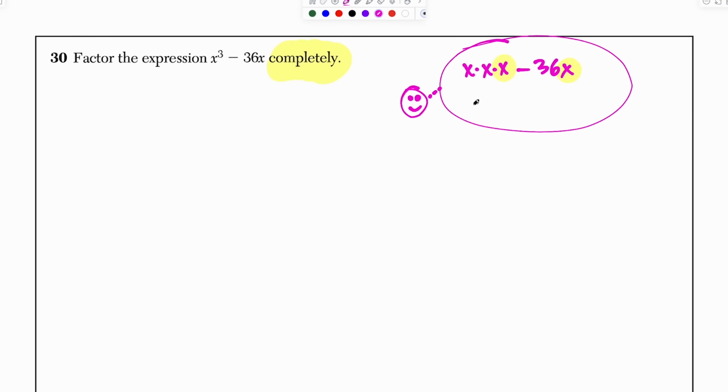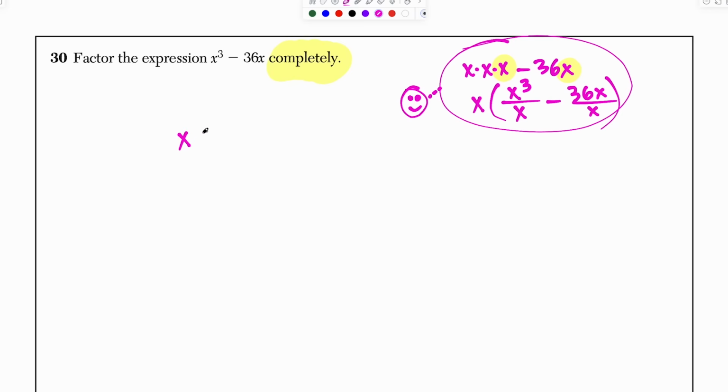So now we write the greatest common factor on the outside, and then on the inside, we have x to the third, but we're going to divide x to the third by the greatest common factor x. And then we have minus 36x divided by the greatest common factor x. And that's the math that I'm doing in my head when I start these questions.